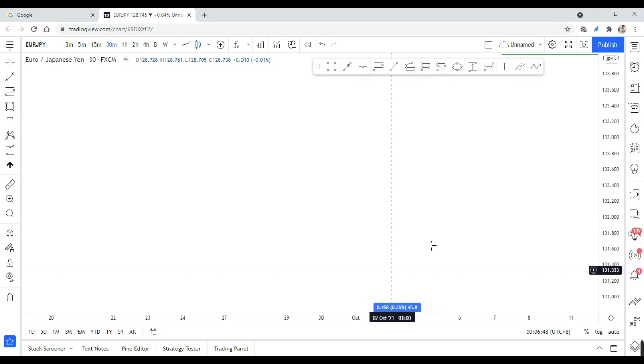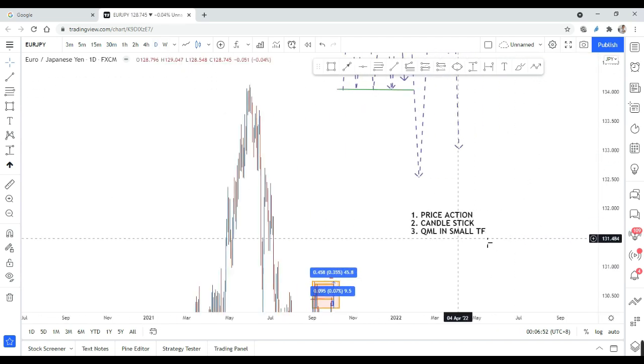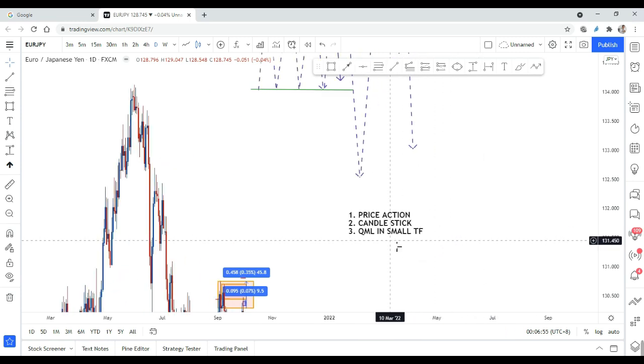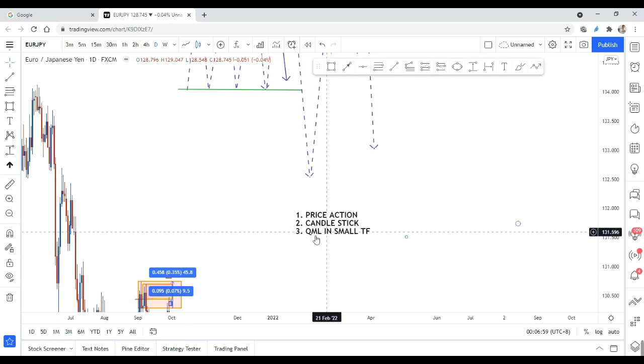There are three types of confirmation, of course, and I've told you my favorite, the QML in small time frame. Do I use the other two confirmations? Yes, I do. But my favorite is still the QML in small time frame.